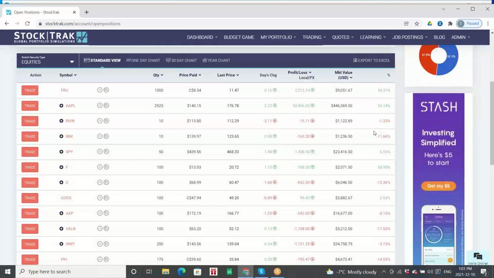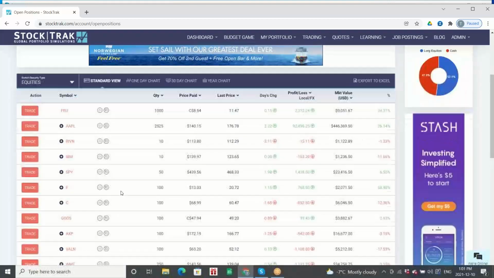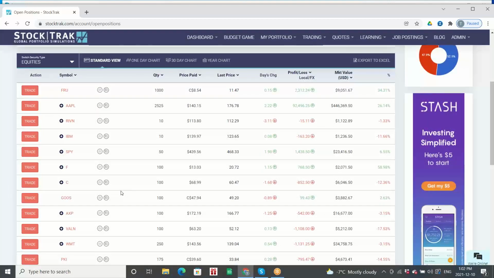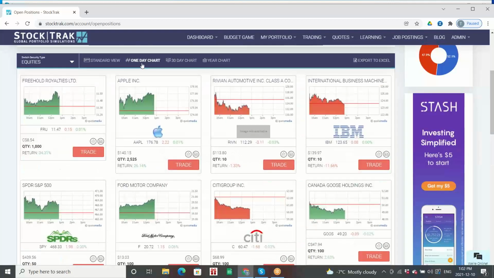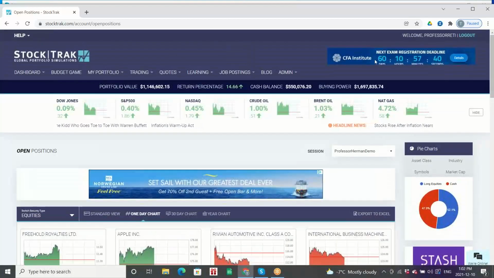So the platform works in real time based on real-time pricing. All of my open positions or things that I'm owning would be here. I could look at it in the standard view, or I also like looking at how the day's activity is looking based on a particular one-day chart. Of course, everything in the platform is also fully exportable, so the students can always export the data that they're looking at. So let's take a look at placing a trade.